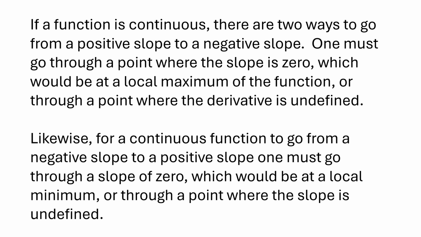Now, if a function is continuous, there are two ways to go from a positive slope to a negative slope. One must go through a point where the slope is 0. How else are you going to go smoothly from a positive value to a negative value without going through 0, which would be at a local maximum? See, the function would be going up, then it would be going down. That would be the criteria for a maximum. Or through a point where the derivative is undefined, and we'll make that a little clearer as we go on.